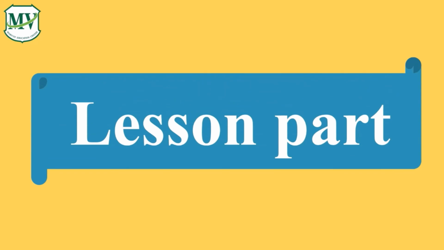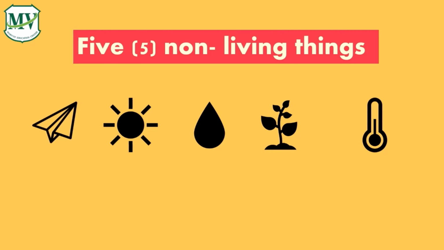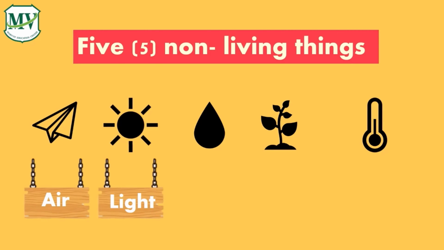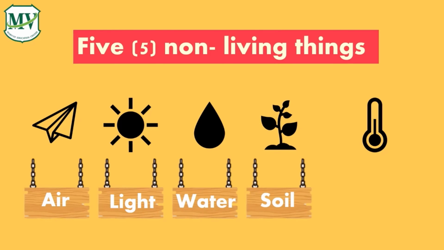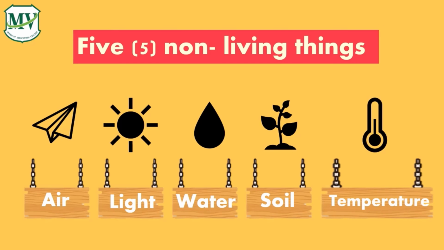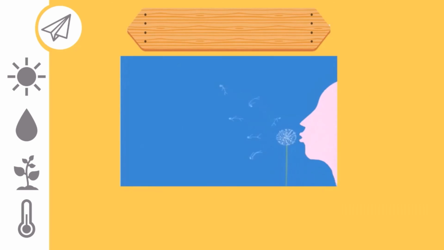Now to our lesson proper. There are 5 non-living things that can affect the survival of a living thing in the environment. First, we have air. Second, light. Third, we have water. Then we have soil, and lastly, we have temperature. Plants and animals live in areas where conditions are suitable for them to grow and reproduce. Let's discuss the 5 components one by one.